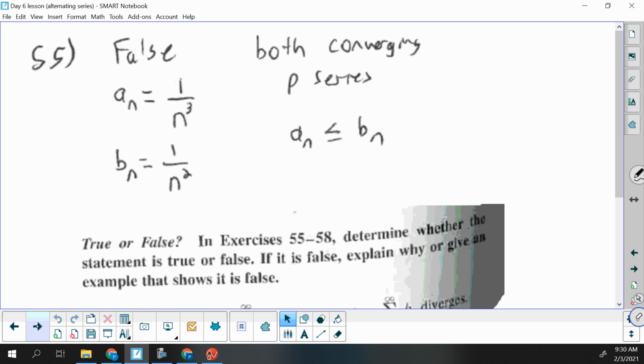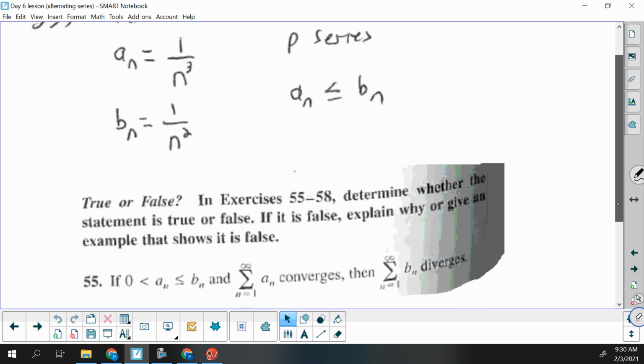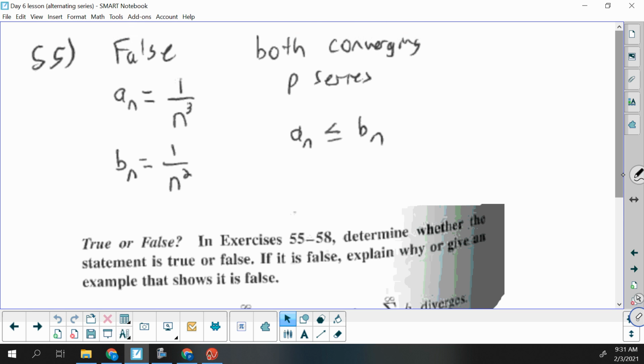And the last one, it said if you have two series and the terms in one series are always smaller than the terms in the other, and if the small one converges, then the bigger one has to diverge. Well, that's not necessarily true. Think of 1 over n cubed and 1 over n squared. 1 over n cubed will always be smaller than 1 over n squared. 1 over n cubed converges because it's a p series with p greater than 1, but the 1 over n squared will also converge because it's a p series with p greater than 1. So that statement they made is false.